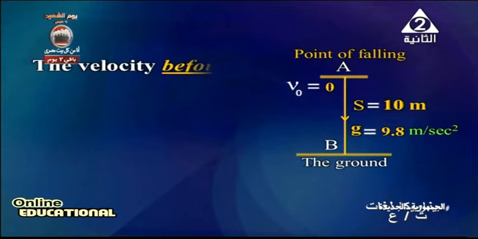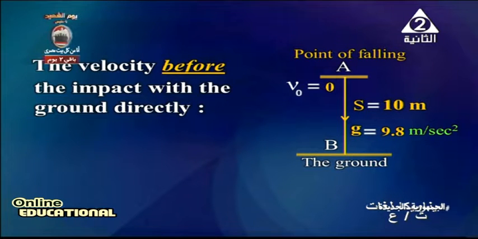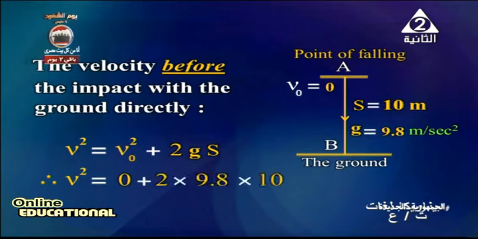Now what is the velocity before the impact? The velocity before the impact with the ground directly is v, and v squared equals v naught squared plus 2gs. v squared equals 0 (v naught equals 0) plus 2 multiply 9.8 meters per second squared multiply 10 meters. Then the velocity v equals 14 meters per second, the velocity of the body before the impact with the ground directly.